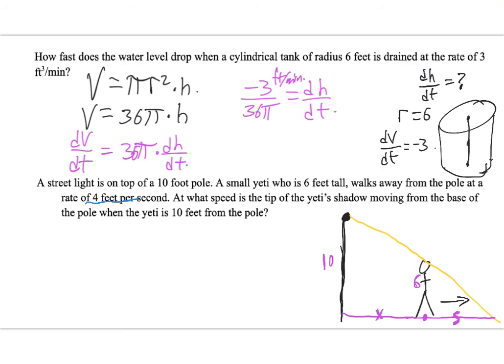Other stuff I see. Walking away from the pole at 4 feet per second. So that's going to be dx/dt is equal to 4. And we're talking about the tip of the Yeti's shadow. So this distance here, which is going to be based on dx/dt, because that's how far the Yeti's moving, added to how fast the shadow is growing. So we'd like to know dx/dt plus ds/dt. And that's the weird part about this.